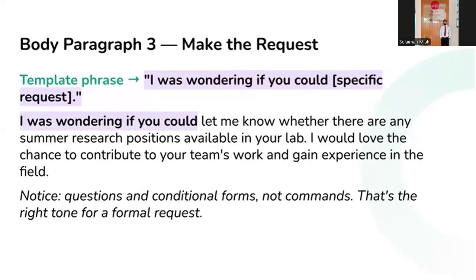Now, for the third body paragraph, the actual request. This is where polite language really matters. The template guide has phrases like, I was wondering if you could specific request, and Would you be available to specific action? Notice that these are all questions or conditional forms, not commands. That's the right tone for a formal request. So we could write, I was wondering if you could let me know whether there are any summer research positions available in your lab. I would love the chance to contribute to your team's work and gain experience in the field. Soft, polite, and specific about what you're asking for.